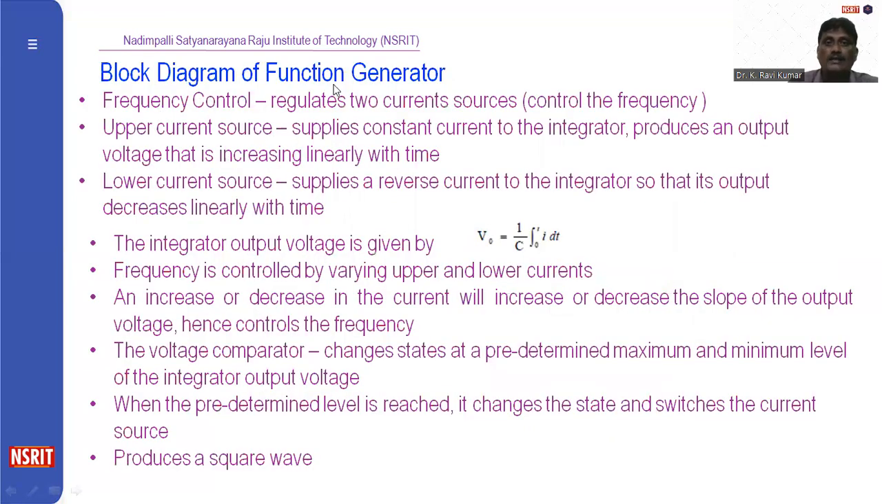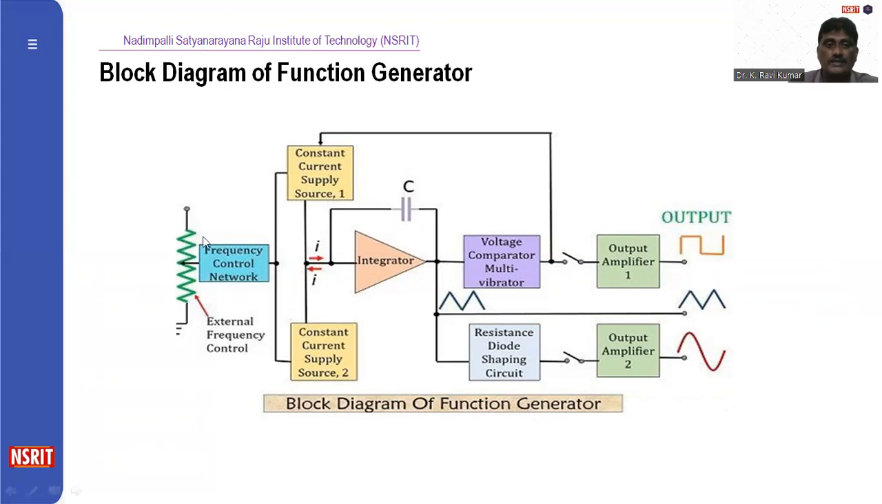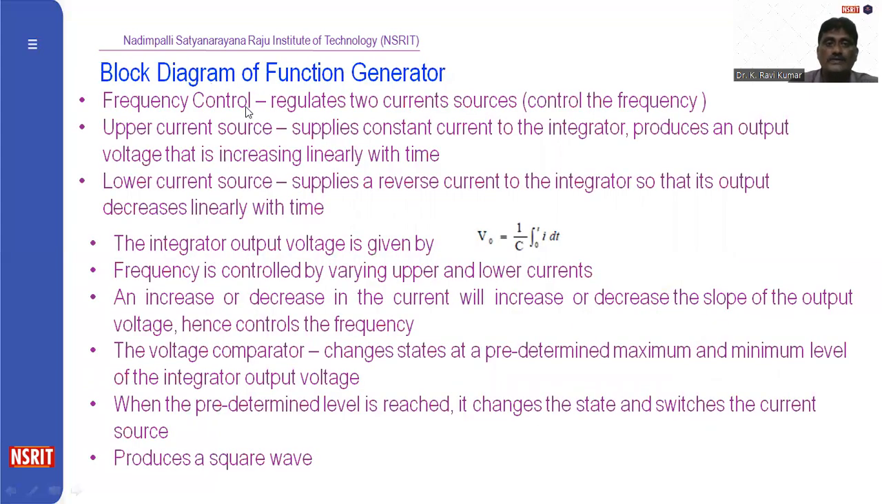Right. The block diagram of the function generator has the frequency control. This is what we call the frequency control. The frequency control is used to regulate the two current sources, that is, to control the frequency. The upper current source, current source 1, supplies constant current to the integrator, which produces an output voltage that increases linearly with time. The lower current source supplies a reverse current to the integrator, to a minimum predefined value, so that its output decreases linearly with time.